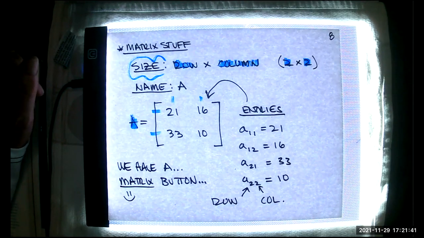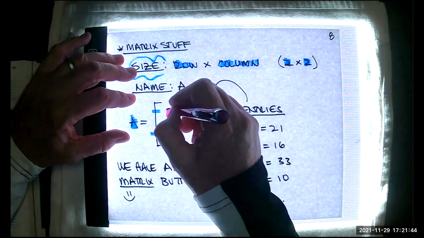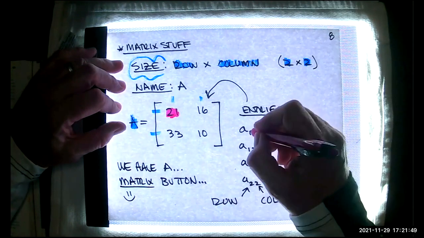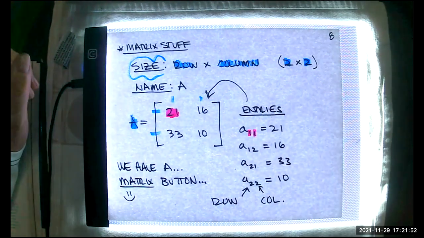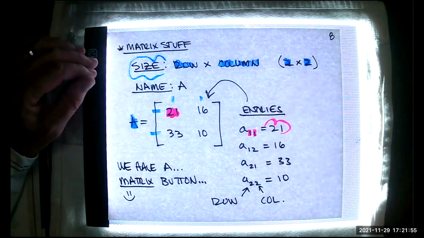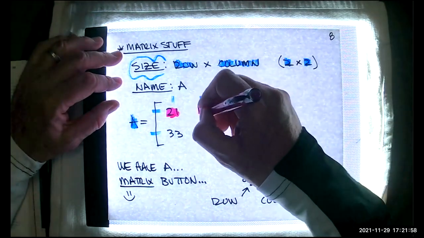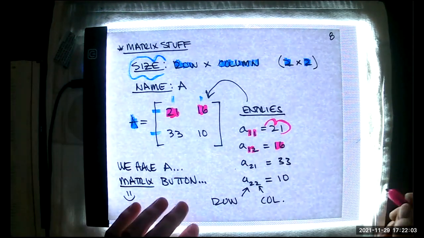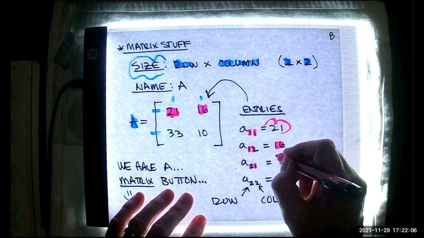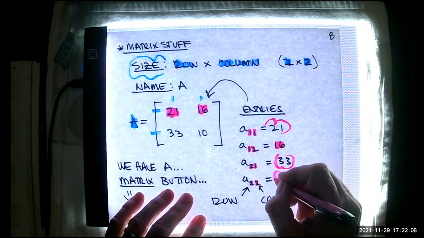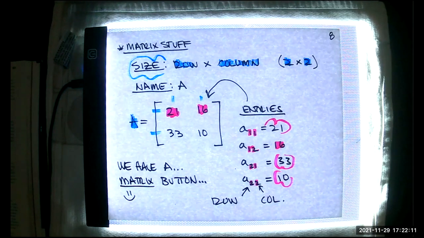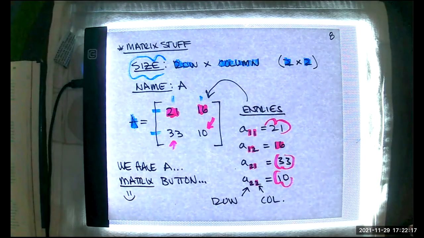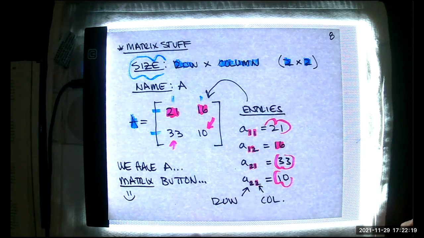For example, the number 21, the very first entry in the table, is in the first row and first column. So it's A11 for the first row, first column, and that's my number 21. First row, second column is 16, and so on and so forth. Second row first, 33, and second row second, 10. So you can see that it enables us to locate and identify each and every number in a matrix in a very unambiguous fashion.